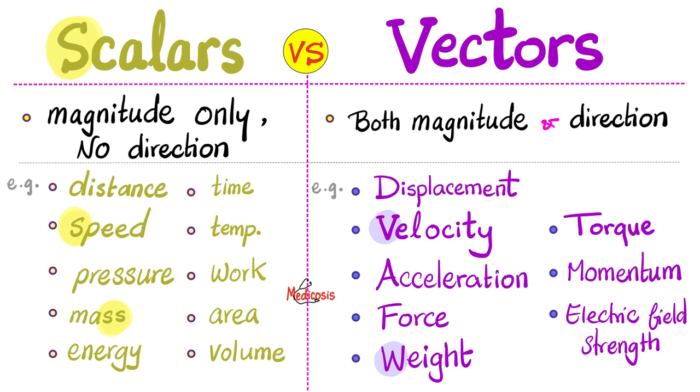Distance is a scalar, but displacement is a vector. Distance has a magnitude only, but no direction. Displacement has both a magnitude and a direction. From distance, speed is derived, and from displacement, velocity is derived. Distance over time equals speed. Displacement over time equals velocity. Scalar divided by scalar will give you a scalar, but a vector divided by a scalar will give you a vector.